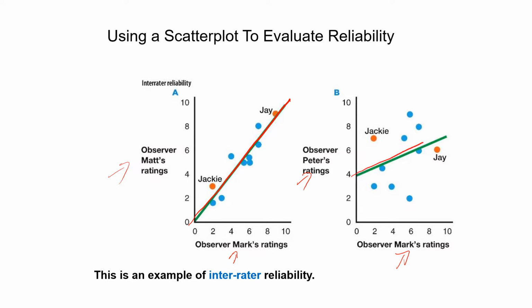However, here, this is low correlation. Like this specific instance, you've got a 6 and a 2. Or even for Jay, you've got a 9 and a 6. Or even Jackie's even worse. You've got Mark's rating was a 2, Peter's rating was a 9. They're very different. There is low inter-rater reliability in this instance, unlike Mark and Matt's high inter-rater reliability.